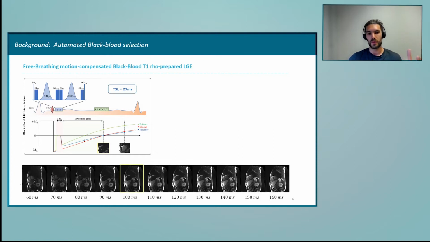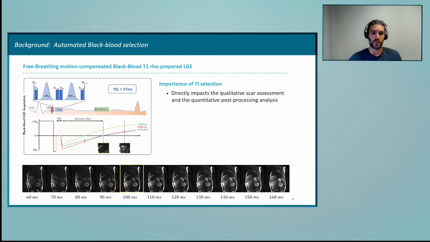For instance, here would be these 100 millisecond images, and you use this value to trigger the actual black blood reconstruction afterwards. So why is this step important? It's really important because the TI you select directly impacts the qualitative score assessment and the quantitative post-processing analysis. So this will determine the contrast of your image.